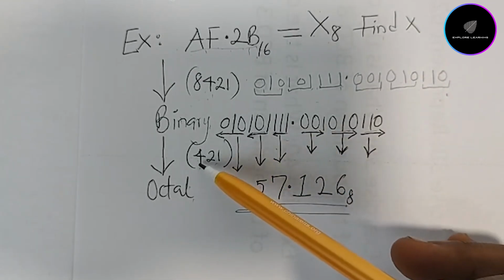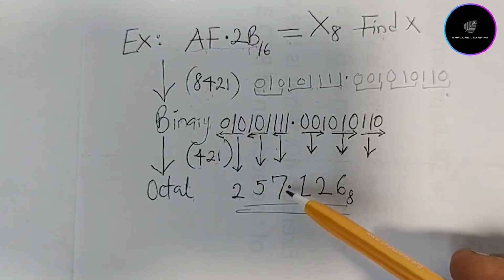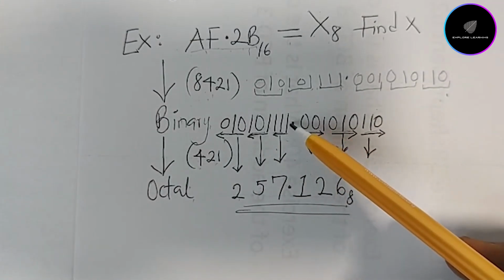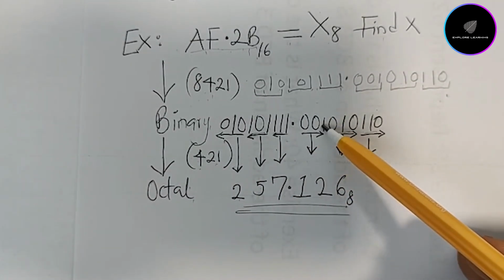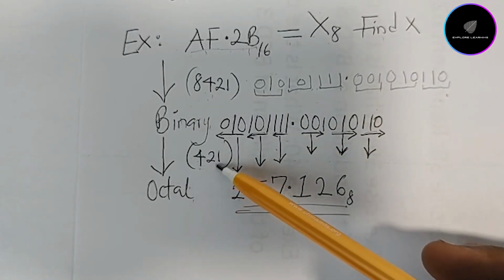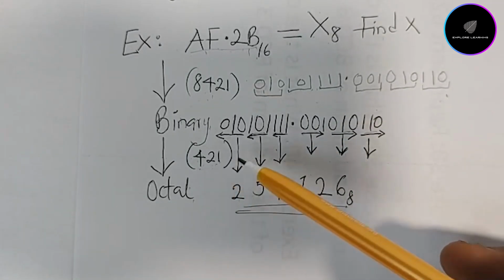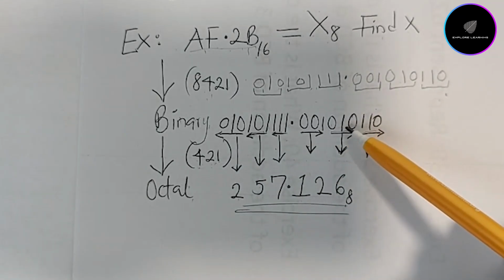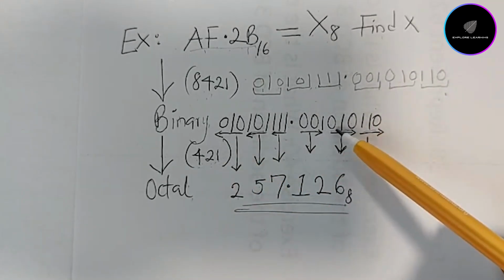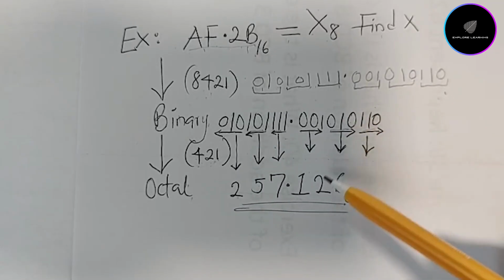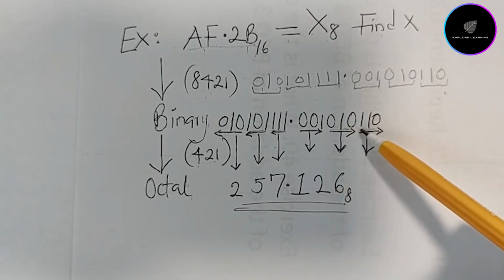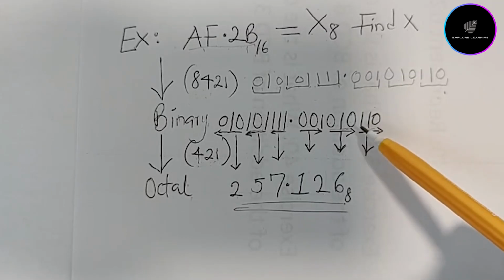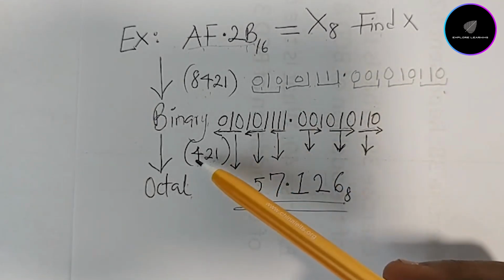Now after the decimal point, we have 001. 001, when you sum everything up, means we're going to have 1. For this other group, which is 010, if you sum everything up, you'll notice that only the 2 is on, so you have 2. Then the last group, you have 110. If you sum everything up, it's 4 plus 2, which is 6. So you have 6. So you have it in base 8.